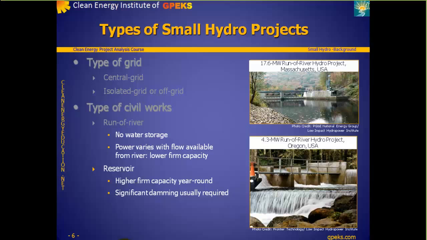Therefore, unless a lake upstream of a pre-existing dam can be used, storage in small hydro projects, if any, tends to be limited to the small quantity of water, called pondage, available from the head pond. The photos on this page show two run-of-river small hydro projects, one in the eastern USA and the other in the western USA.